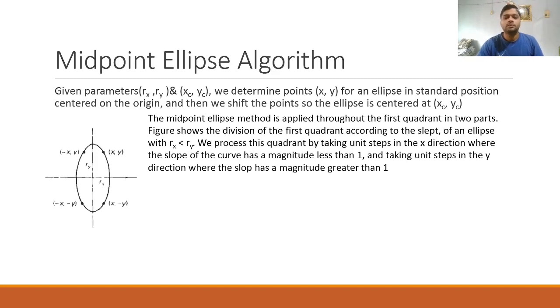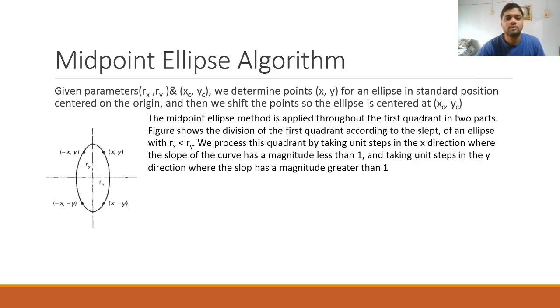So the midpoint ellipse method is applied throughout the first quadrant in two parts. This figure shows the division of the first quadrant according to the slope of an ellipse with rx less than ry. We process this quadrant by taking unit steps in x direction where the slope of the curve has a magnitude less than 1, and taking unit steps in y direction where the slope has magnitude greater than 1.